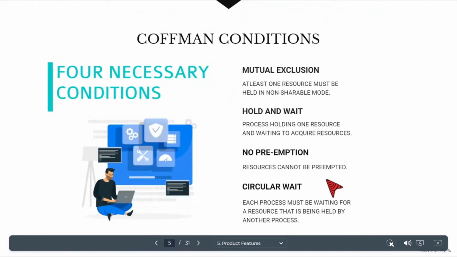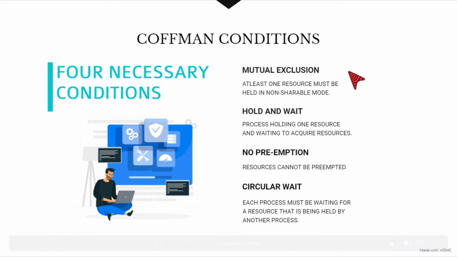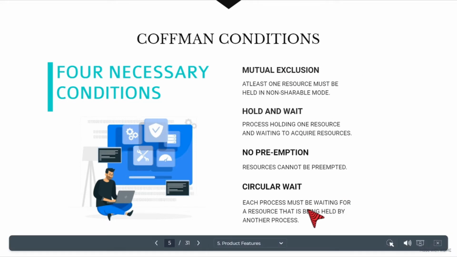These are the four necessary conditions of deadlock. The four necessary conditions are mutual exclusion, hold and wait, no preemption, circular wait. I will not be teaching in detail about these things in this lecture since these are the prerequisites, but I will give you a small outline about these conditions.